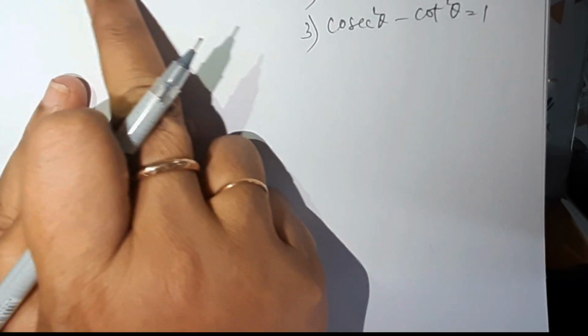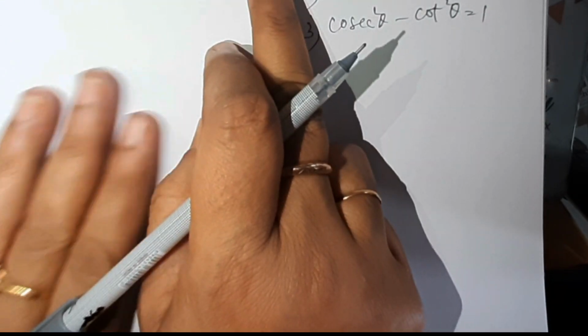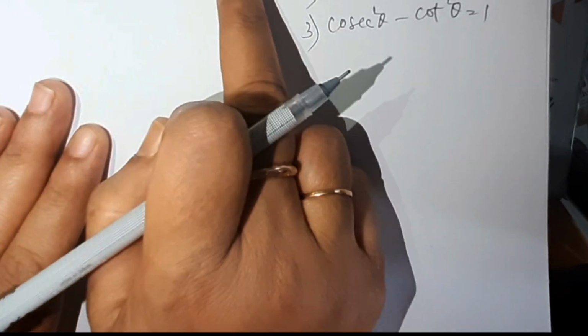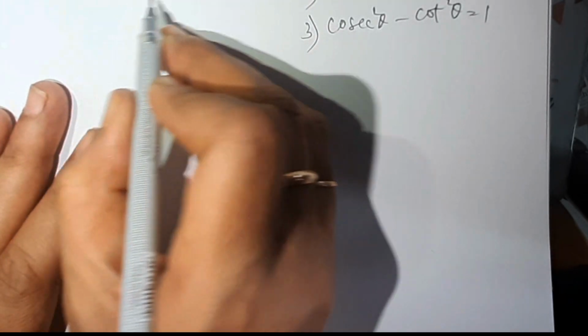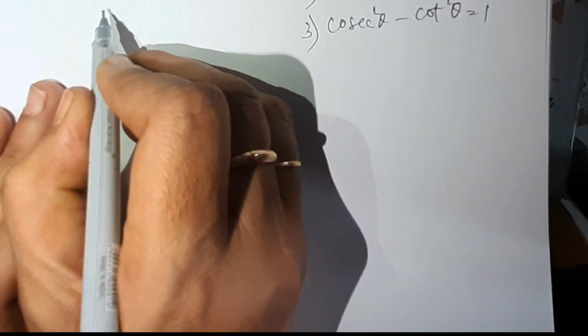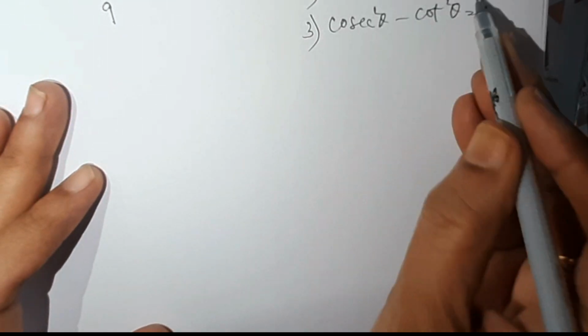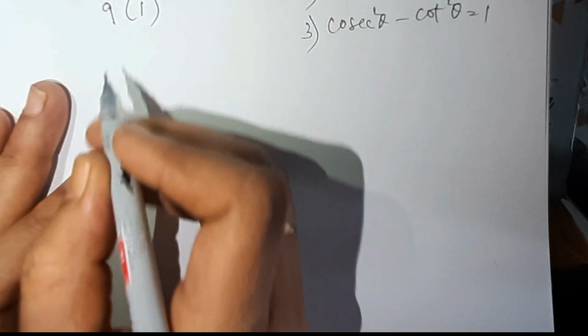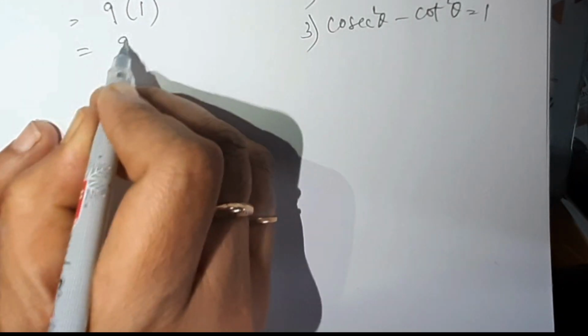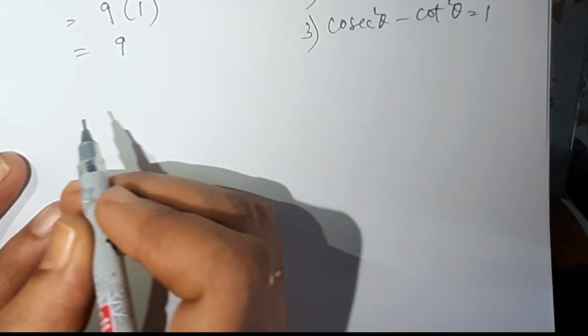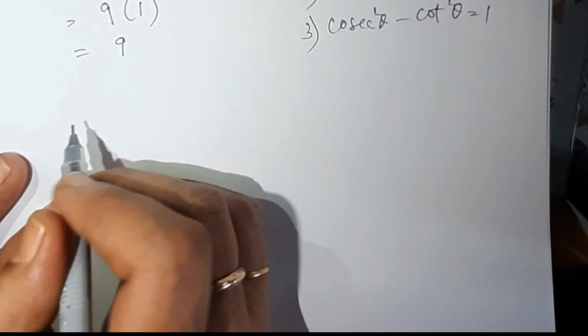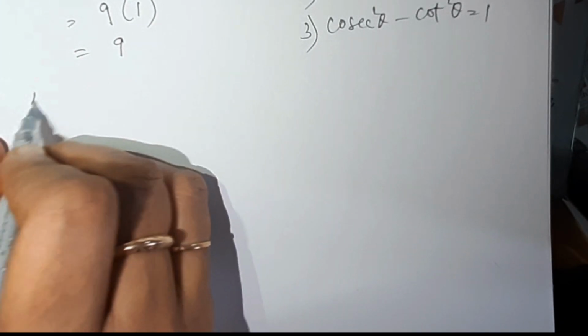So here the question was 9 sec square theta minus tan square theta. As 9 is common in them, we can take 9 common. We are left with sec square minus tan square. As per identity, sec square minus tan square is 1. So we'll replace that by 1. Thus the answer is 9. So this is asked in MCQs. Now let's start with the exercise.